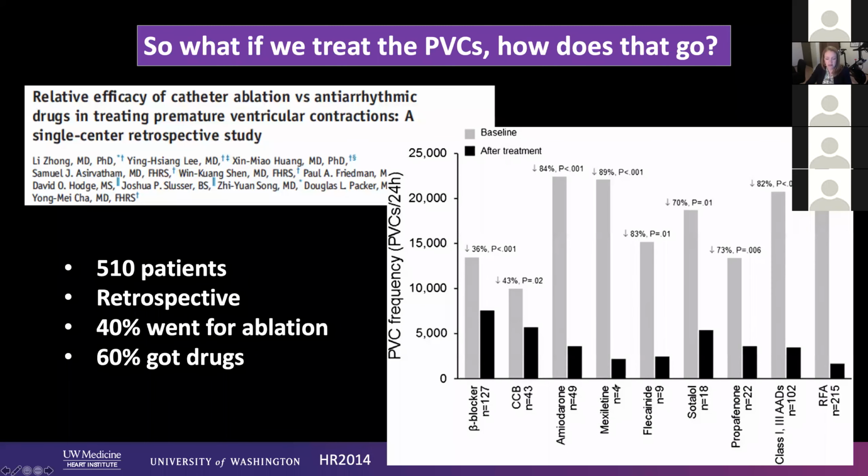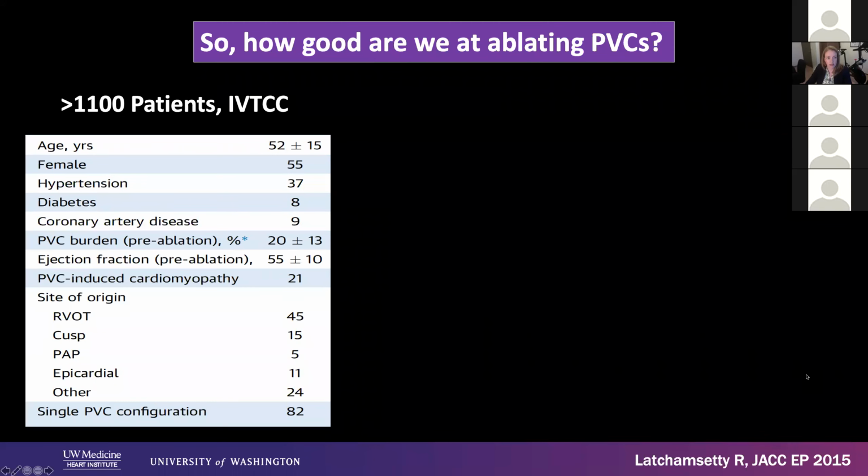We have relatively small numbers when we get into the quote unquote hardcore antiarrhythmics like mexiletine and flecainide, but still a really nice effect here. The last column here, which should be outlined here, is ablation. If you can see ablation, they found that to be their most robust effect, with a 93% decrease in PVC burden on average, with most patients leading to complete success.